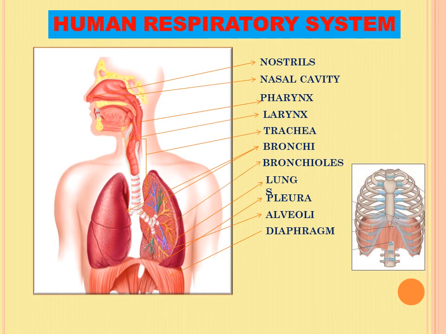This is the rib cage, you can see the rib cage. Our lungs are surrounded by ribs, and these ribs are responsible for protecting the lungs from collapsing. So I think this diagram is clear to you.